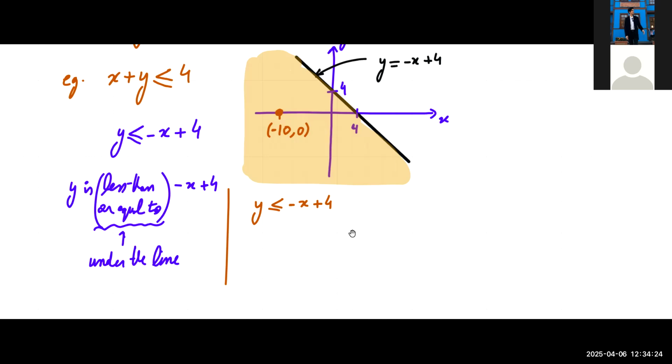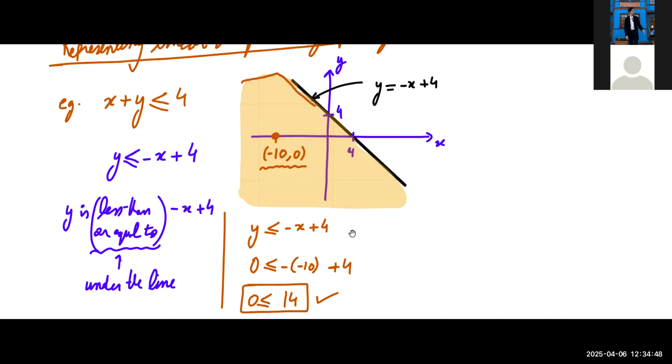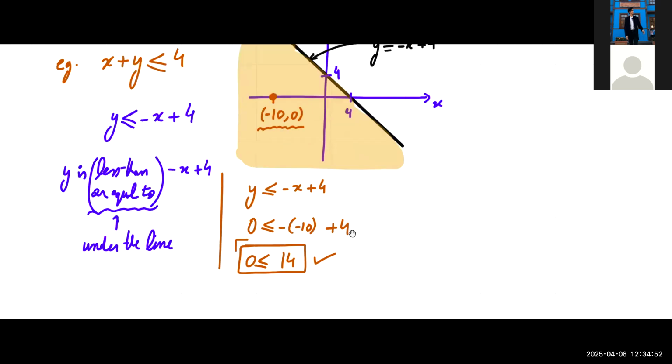If I want to check this point, 0, what should I plug in for x? -10. Exactly. So there's already a negative there, so minus negative 10 plus 4. As you can see, 10 plus 4 is 14. 14 is indeed more than or equal to 0, so it is satisfied, which means that what I'm trying to claim is that every single point in this entire region will satisfy the inequality. It will not break the inequality.